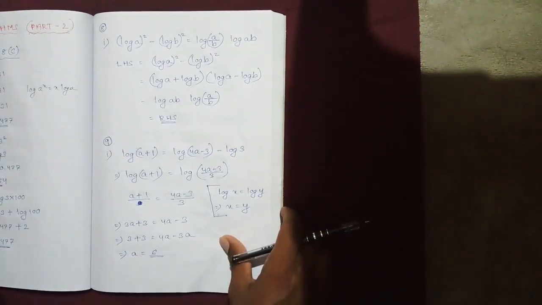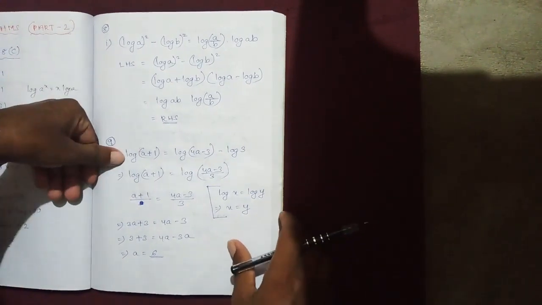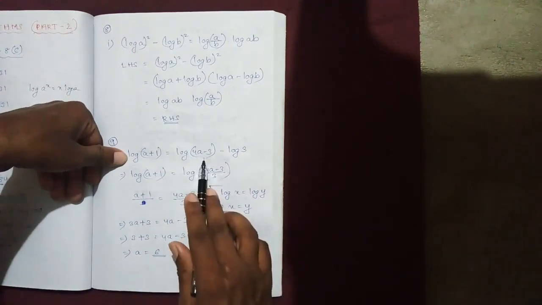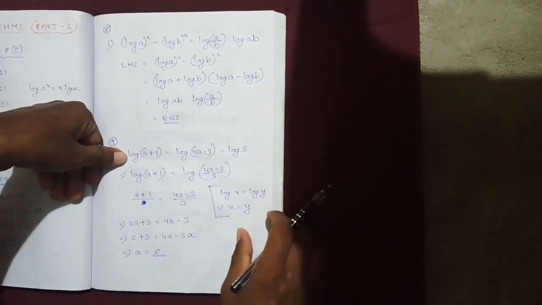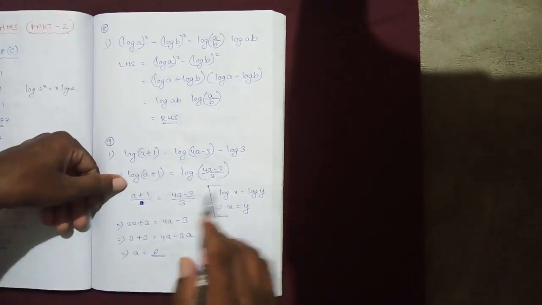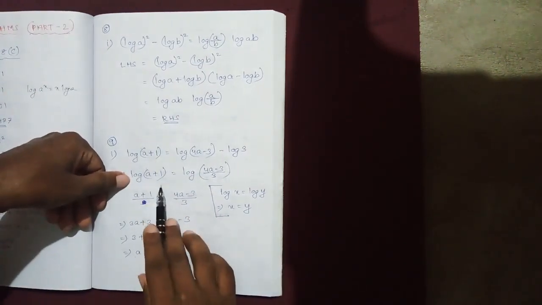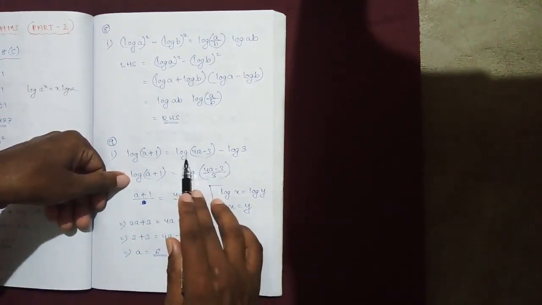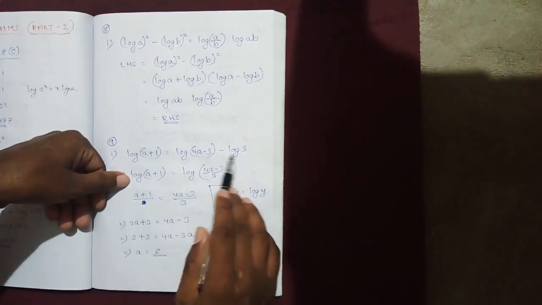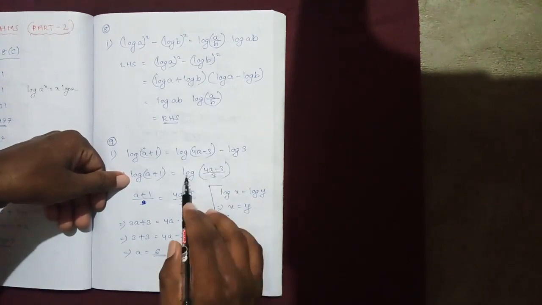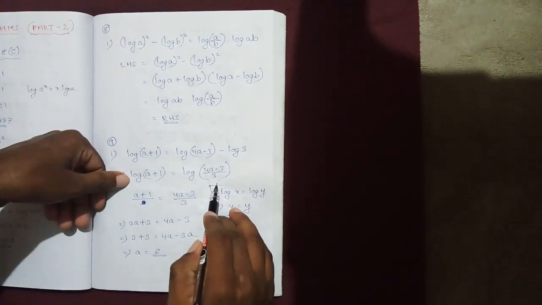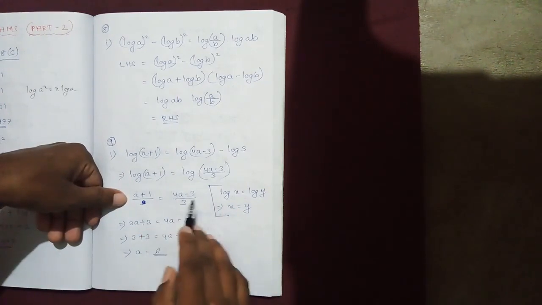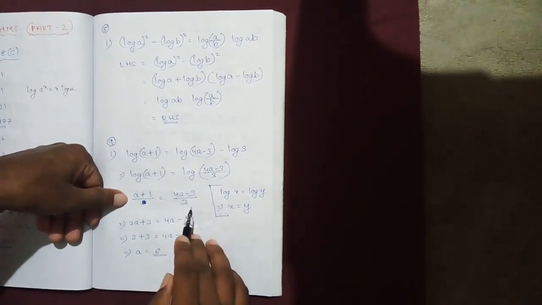Move to number 9, first bit. Log (a plus 1) is equal to log (4a minus 3) minus log 3, and we have to find the value of a. Left hand side is already simple. We simply have to simplify the right hand side. It is in the form of log x minus log y, so we can use the quotient law of logarithm. So log of (4a minus 3) whole by 3. Now log cancels. a plus 1 is equal to (4a minus 3) by 3.